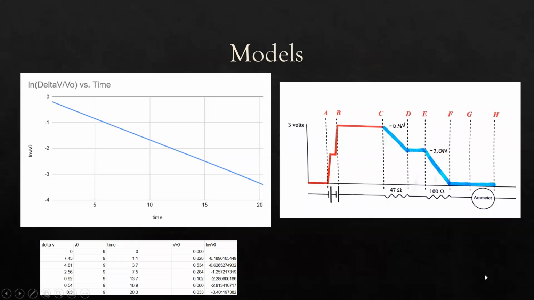Here are the models that I created, and the model on the left is my delta V versus time graph, and I've included the raw data below. And then I completed this graph on the right to show the loop rule.